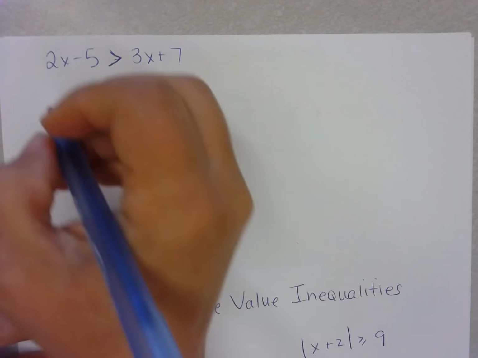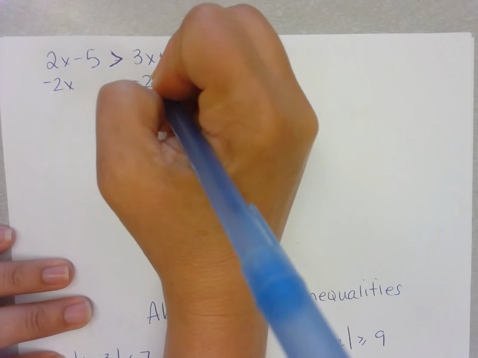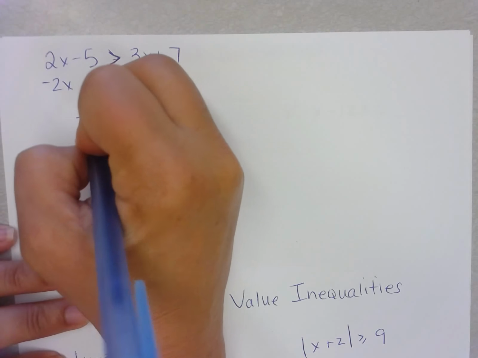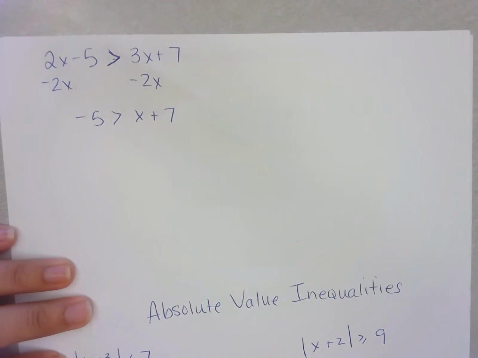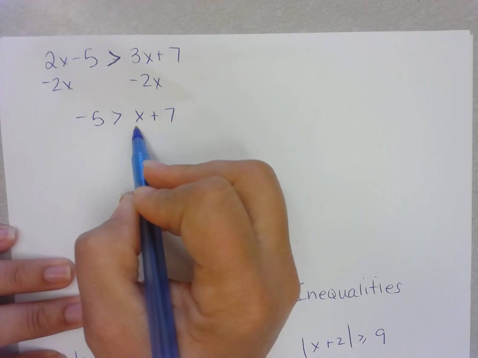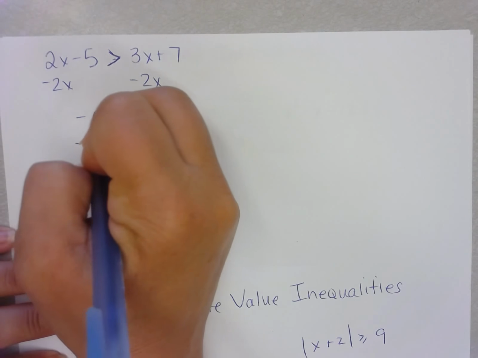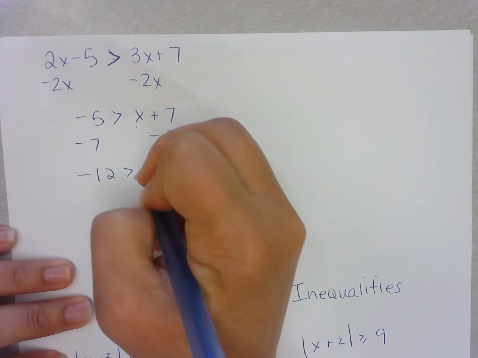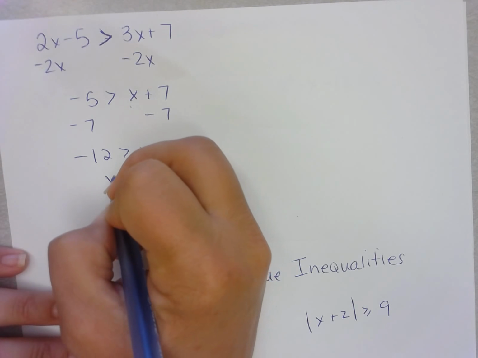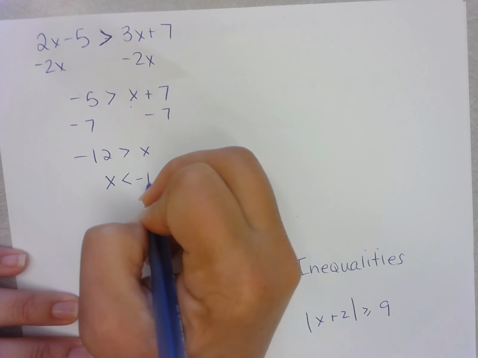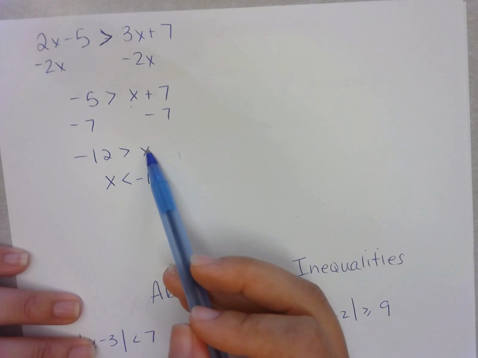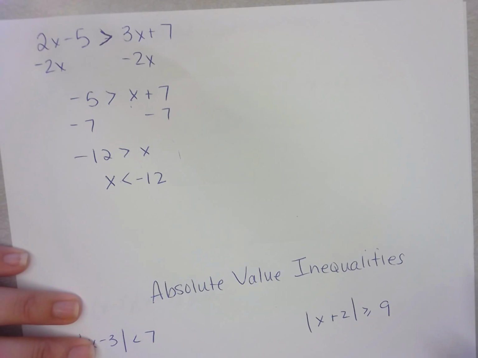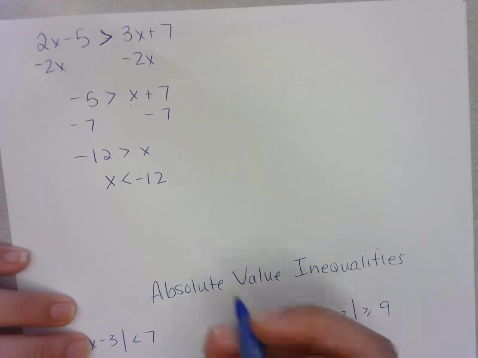So let me subtract 2x from both sides. When I do that, I end up with -5, the inequality symbol still here, greater than x plus 7. Now I want to get x alone, so I'm going to subtract 7 from both sides, and I end up with -12 is greater than x. Now typically we like to write it the other way, so I'm going to write this as x is less than -12. The inequality symbol, I've got it going the opposite way, but I've written it backwards too. Since the small tip is facing the x, I've got the same thing here. So this is read x is less than -12.